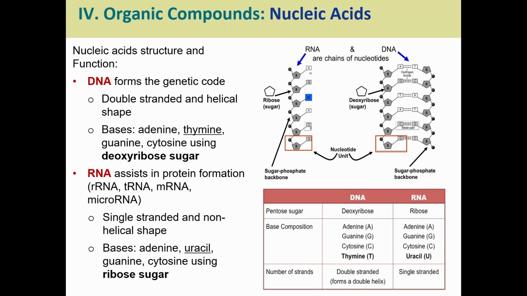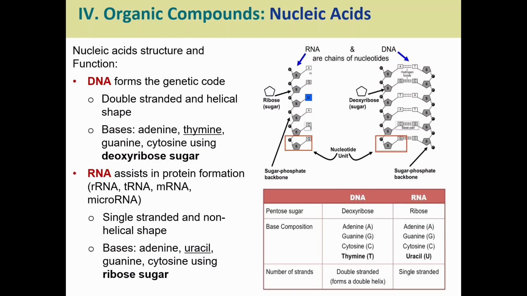So if we look at DNA, DNA is going to form our genetic code. We have the same basic structure no matter which person, animal, or organism we're looking at. It's going to be double-stranded, with a double helix or spiral staircase shape. And we have four basic bases: adenine, thymine, guanine, and cytosine, and a deoxyribose sugar. Those bases, A, T, G, and C for short, are going to bind in very specific ways: A's with T's, G's with C's.